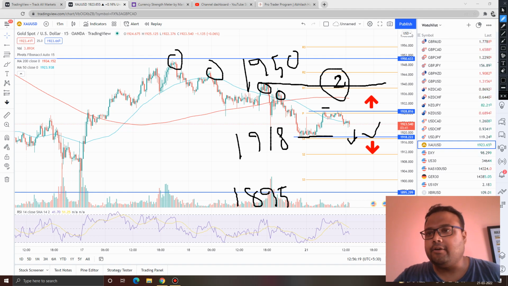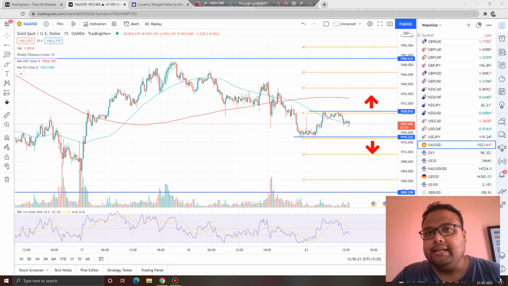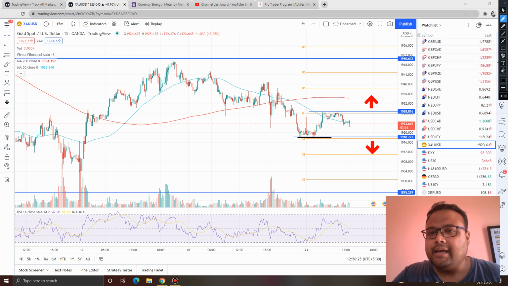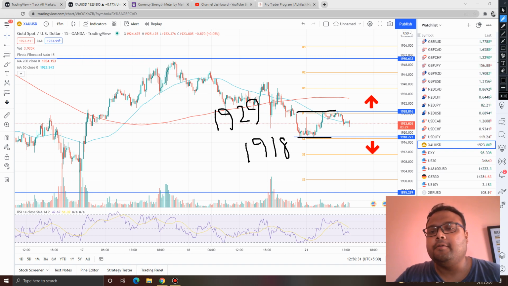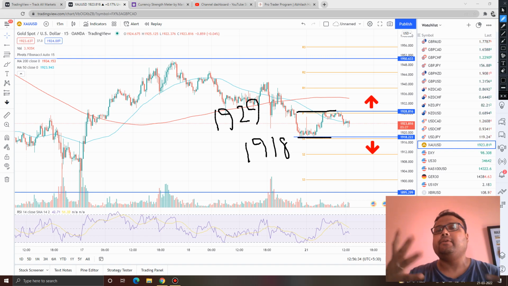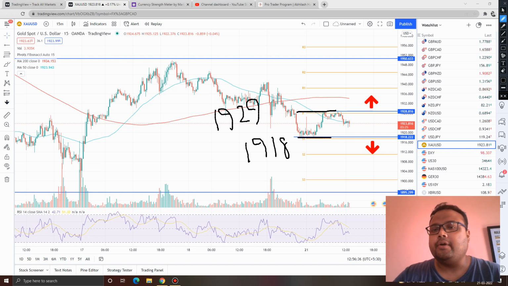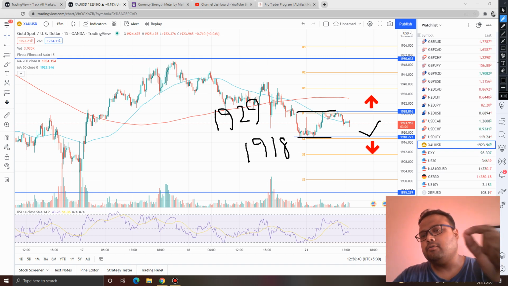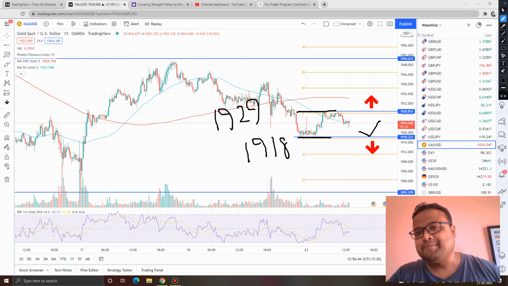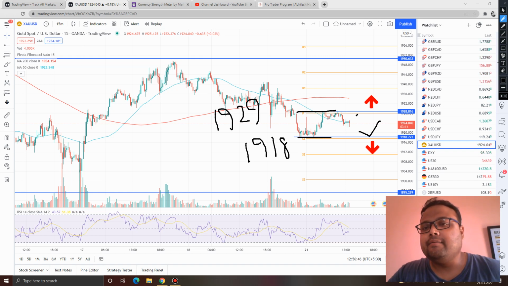As of now, the range for gold is 1918 on the downside and 1928-29 on the upside. Let's consider 1929 and 1918. As long as the market is trading between this range, you can trade. If the market bounces, do not take a heavy position, go for a buy. If the market breaks it and the size of the candle is big enough, go for a sell. Similarly, if the market reverses from the 1929 level, you can take a sell.